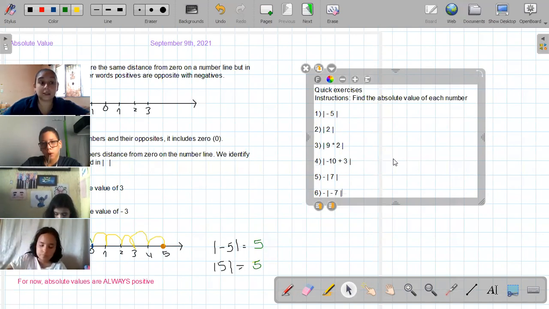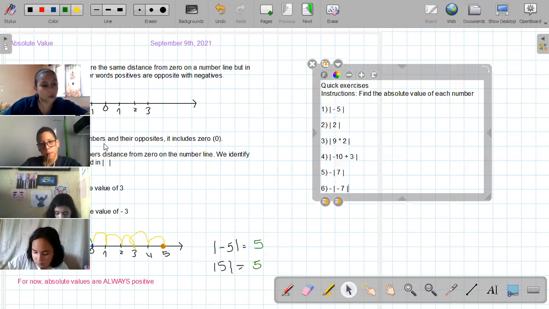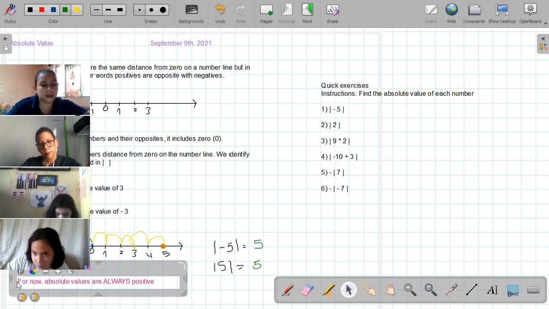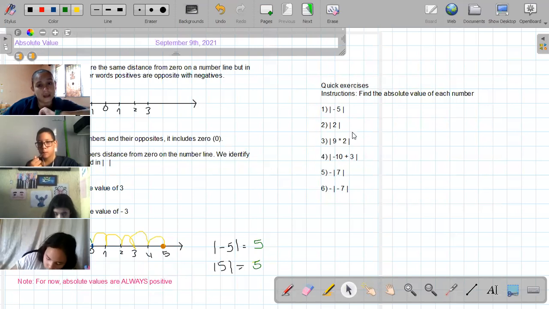And those are the 6 exercises that you need to solve right now. Those are the quick exercises, okay? So it's easy peasy. You just need to pay attention to what we did over here. Pay attention to this little note. We're going to call it note. For now, absolute values are always positive. And you take into consideration every single definition that we just did. And with that, our class for today is finished.